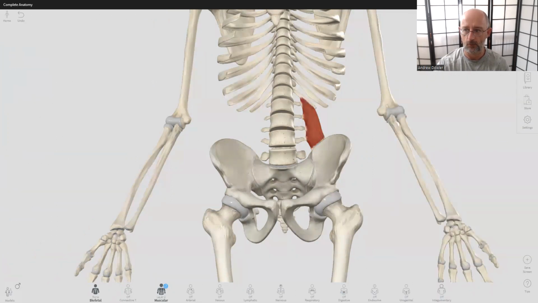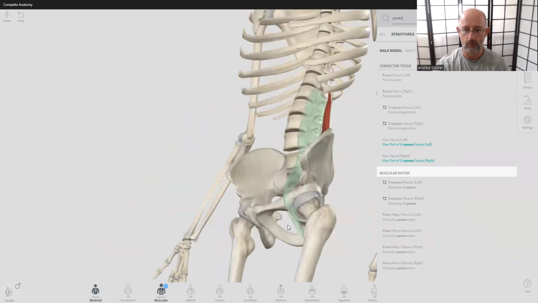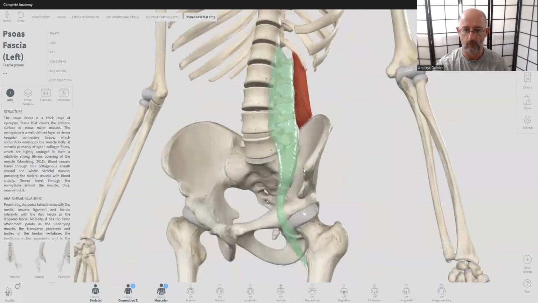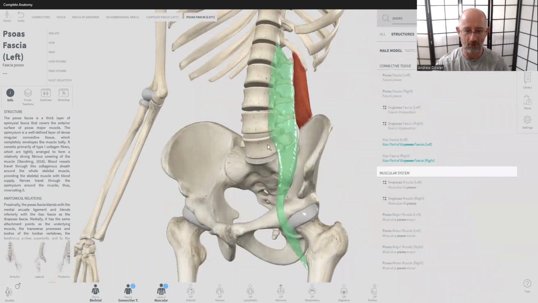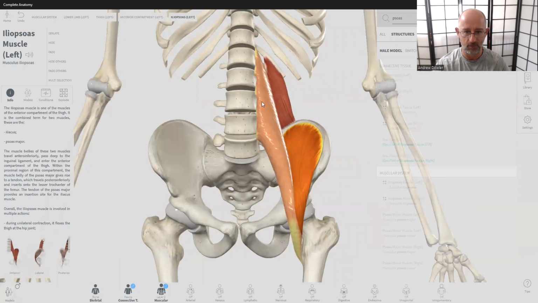this muscle called psoas, P-S-O-A-S. Let's have a look. That's the fascia. Let me put in. So each muscle has its own fascial wrapping, which is pretty fascinating. Let's put in the actual muscle. There we go. Psoas, super, super important muscle.